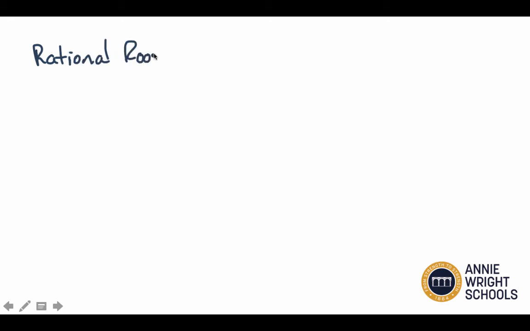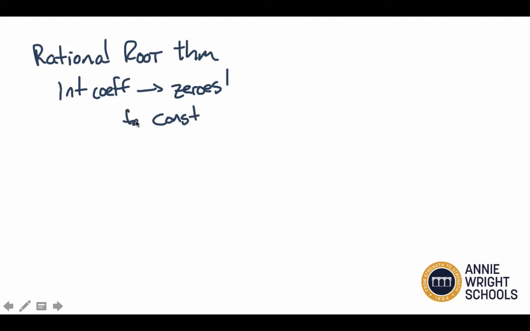The rational root theorem tells you if you have integer coefficients, how you can get good guesses for zeros or roots of a polynomial. How do you get good guesses for zeros? And that's by factors of the constant over factors of the leading coefficient. Factors of constant over factors of leading coefficient.